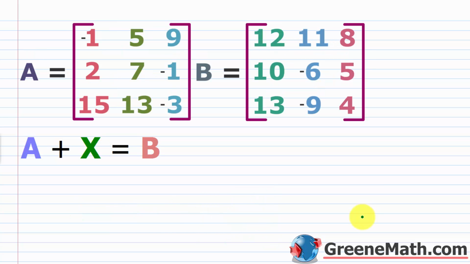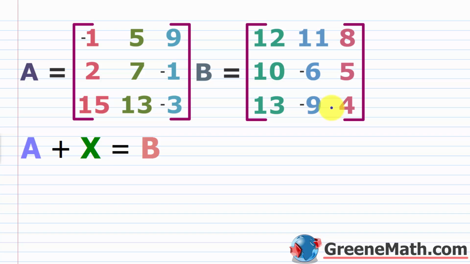All right, let's try one more of these, and then we'll call it a day on this. And in the next lesson, we'll look at some matrix multiplication. So we have our matrix A, our matrix B. Again, they're the same size. In each case, we have a 3 by 3, 3 rows, 3 columns. So we have that A plus X, which is our unknown matrix, is equal to B.